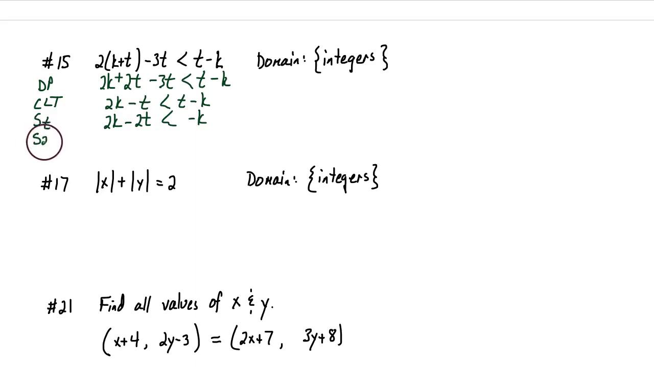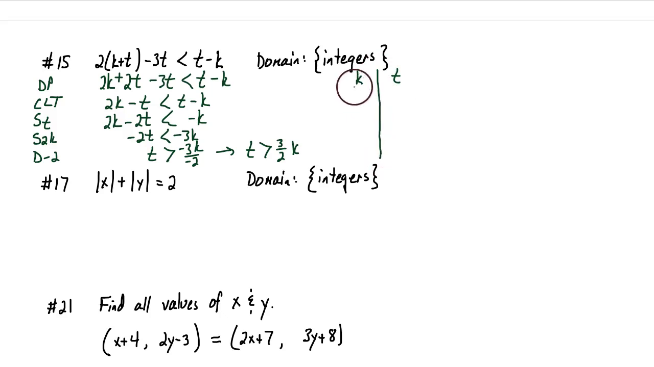Next up, subtract 2k from both sides. We get negative 2t is less than negative 3k. Then divide by negative 2. We get t is greater than negative 3k over negative 2. This is the same thing as saying t is greater than 3 over 2 k, because negative divided by negative makes positive 3 over 2. Now let's make our two-column table. k first, then t, because of alphabetical order.